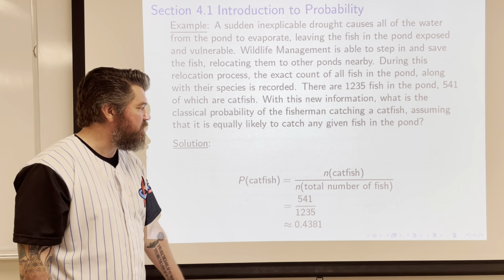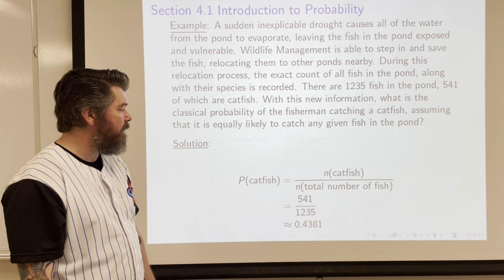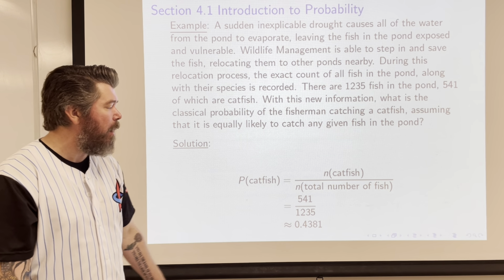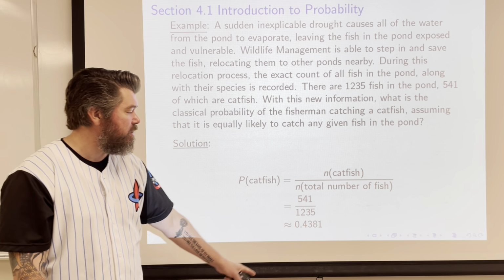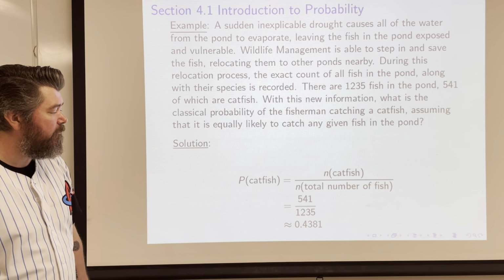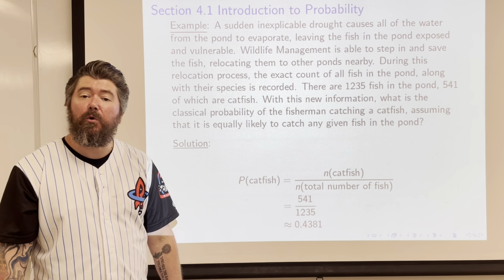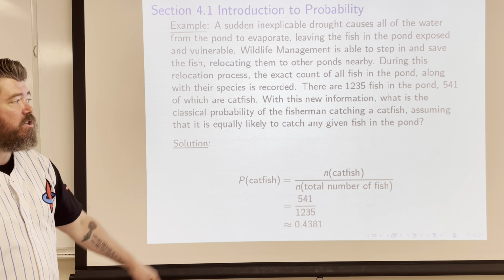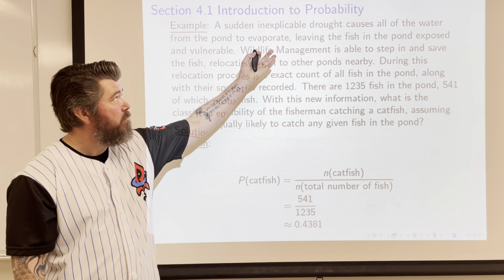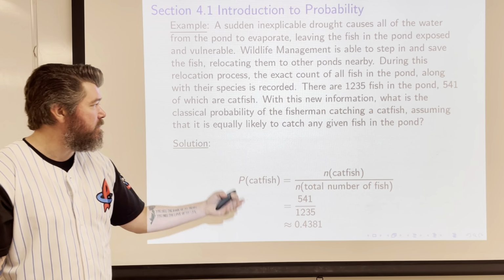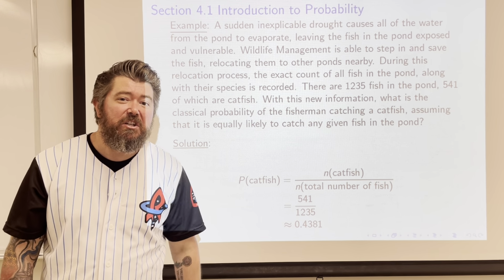So again, it's just the total number of catfish over the total number of fish. So since we know the entire population is 1,235, and we know 541 of those are catfish, we get a probability of 0.4381, or approximately 44% chance of catching a catfish in this pond. Although the pond is now gone and the fish are relocated, so this is kind of a silly problem. Again, any questions, please email me.